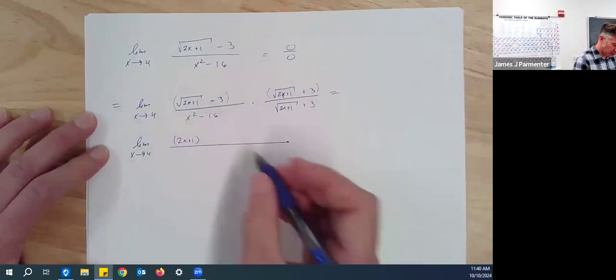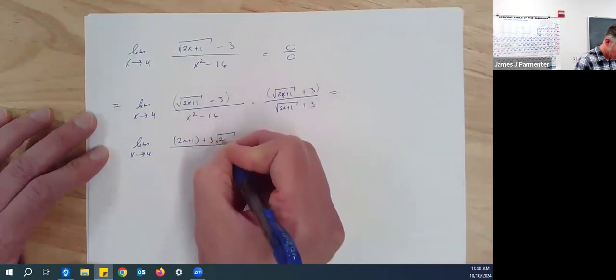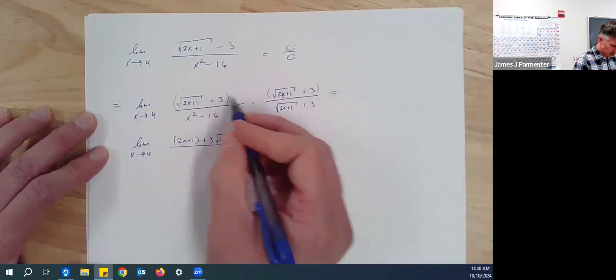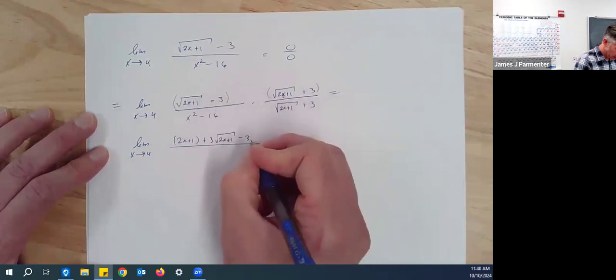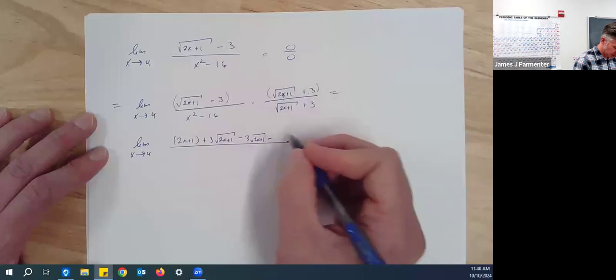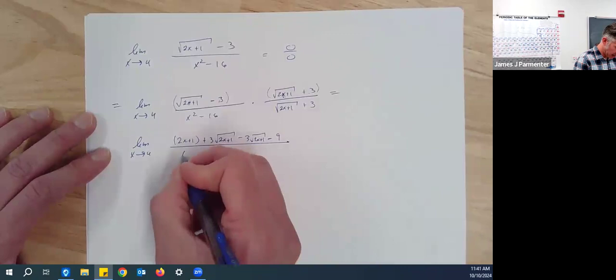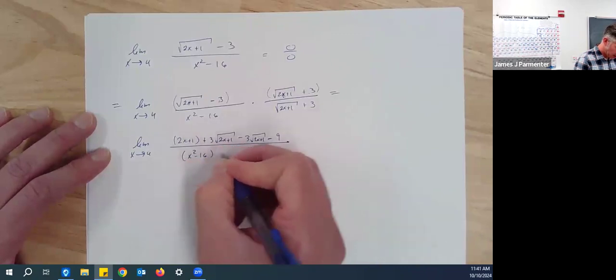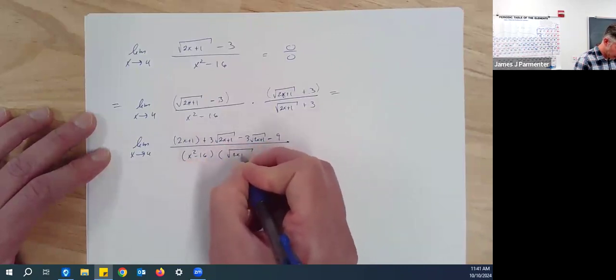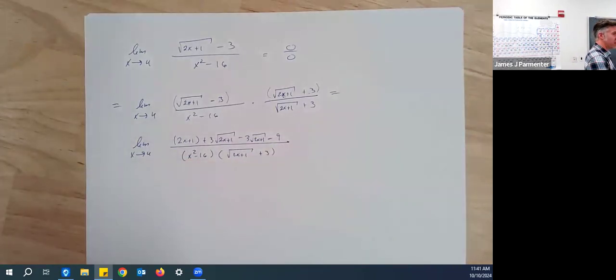I'll write the whole thing out. Square root of 2x plus 1 times 3 is 3 times the square root of 2x plus 1. Minus 3 times the square root of 2x plus 1 is minus 3 times the square root of 2x plus 1. And finally, minus 3 times 3 is minus 3 squared, or minus 9. And the denominator, I'm just going to leave as x squared minus 16 times the square root of 2x plus 1 plus 3. You always want to actually multiply out the things that are conjugates.